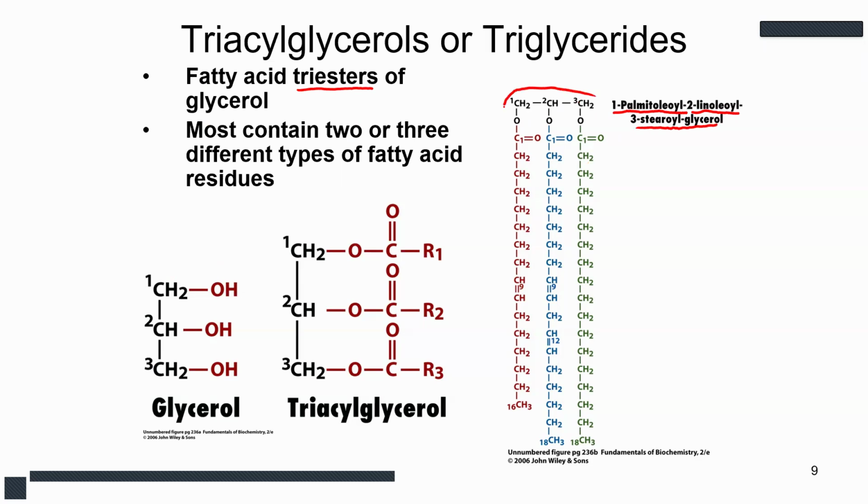So here's our glycerol backbone. On carbon number 1, you have a 16 carbon long monounsaturated fatty acid, and that happens to be palmitoleic acid. On carbon number 2, you have a linoleic acid, which is a polyunsaturated fatty acid. And then on carbon number 3, you have stearic acid, which is a fully saturated fatty acid.